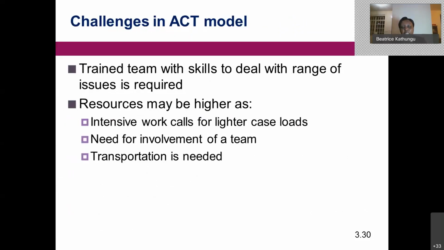Now, what challenges does this model offer? One is that it does require a trained team with diverse skills. Remember, we have said they address multiple, diverse issues. So if you're going to be addressing health issues, maybe psychiatric issues, you need the psychiatrist as part of the team. If you're going to be addressing counseling issues, you need the counselor. If you're dealing with issues of social welfare, you need the social worker. So it is multidisciplinary, so you need a team that is trained to handle that.